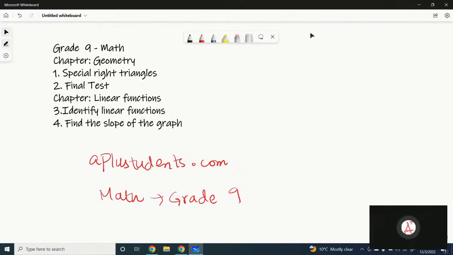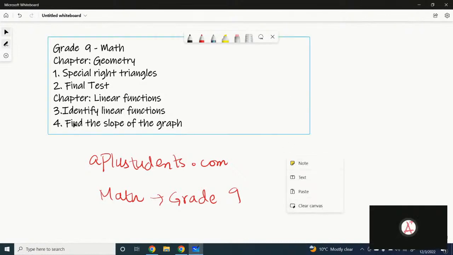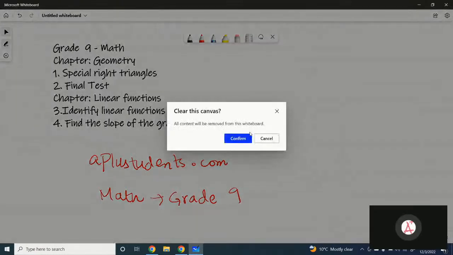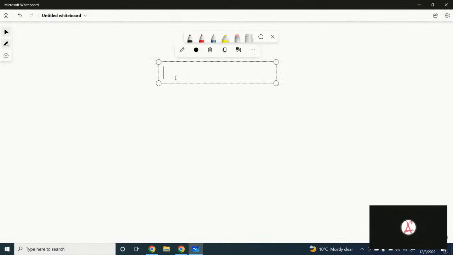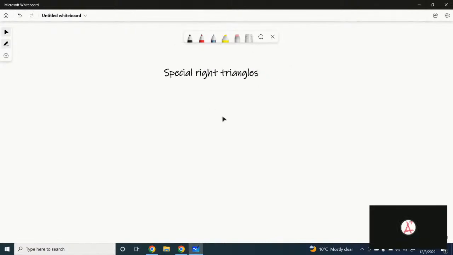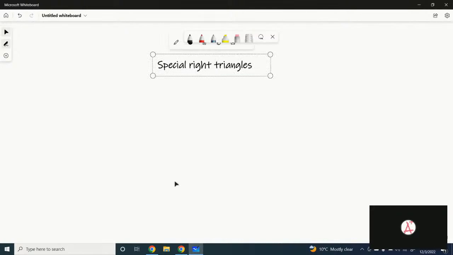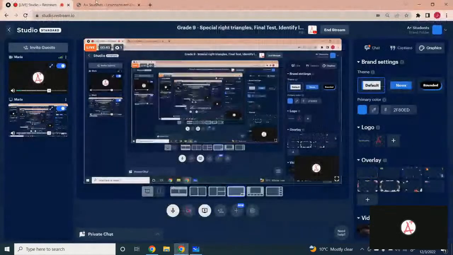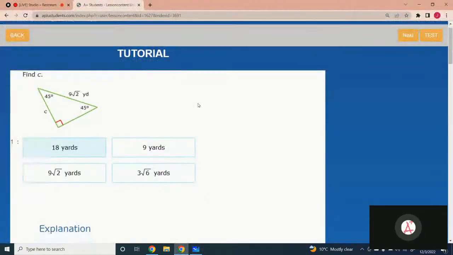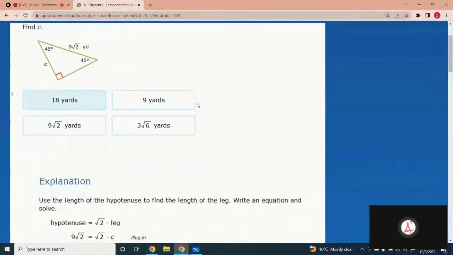Okay, so let's start with the first lesson, that is special right triangles. So let me write down the lesson name, then we'll start. Special right triangles. Okay, here is the lesson. I'm on special right triangles. So let's just start with the examples.